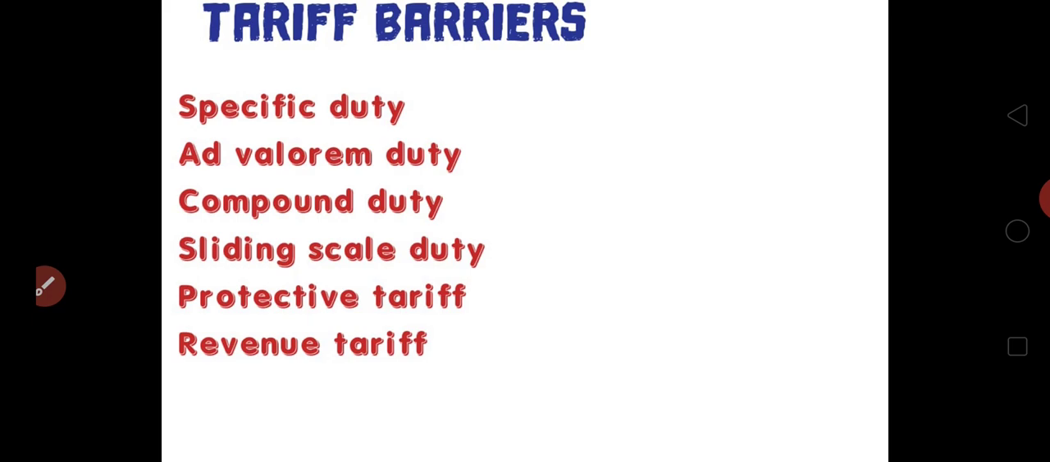Then protective tariff is a tax imposed with the intention to protect the domestic industries. Then the last one is revenue tariff. Revenue tariff is a tax imposed on the import or export of the commodity with the intention to collect as much revenue as possible.